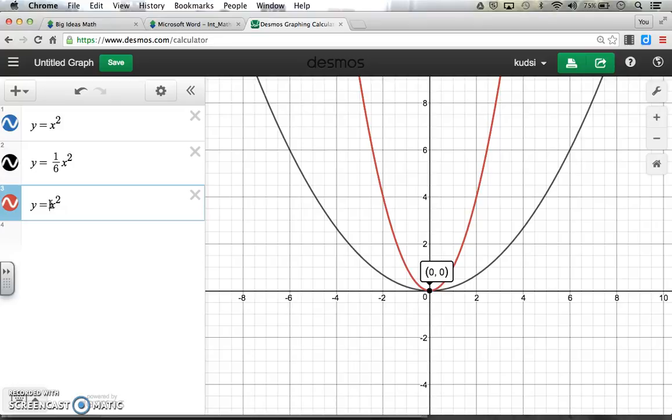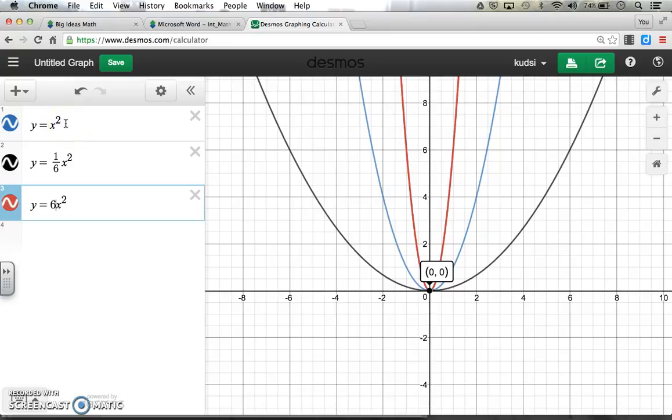So instead of 1/6, let's use 6. Here we got it. 6x squared is really skinny, x squared is a little bit bigger, and 1/6 x squared is really wide. You've got one that's too wide, one that's too skinny, and one in the middle that's just right. Kind of like a Goldilocks situation.